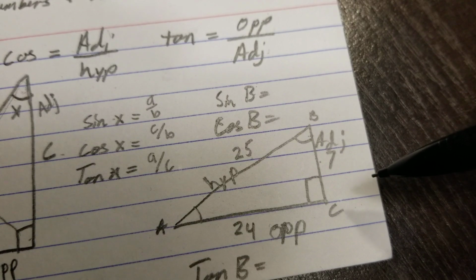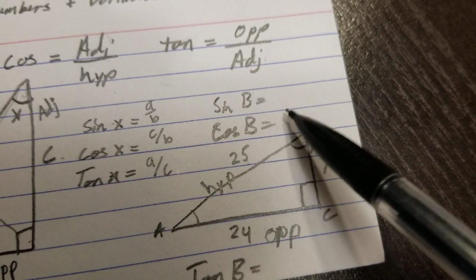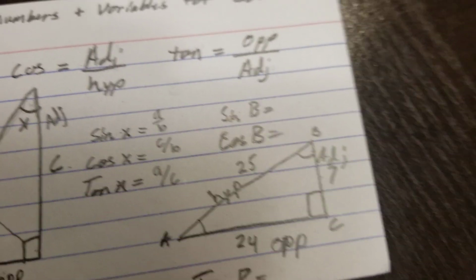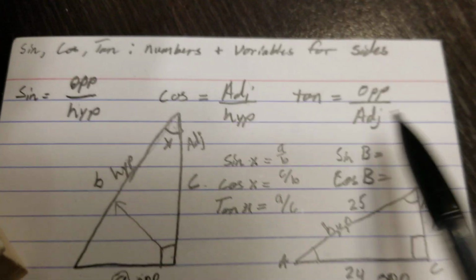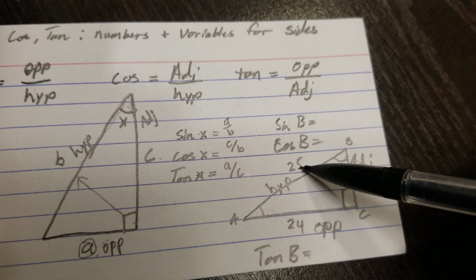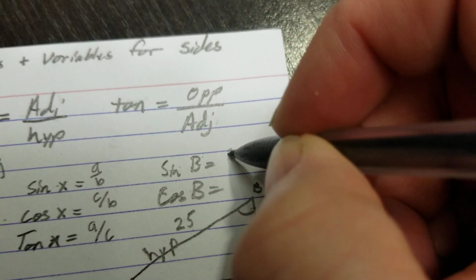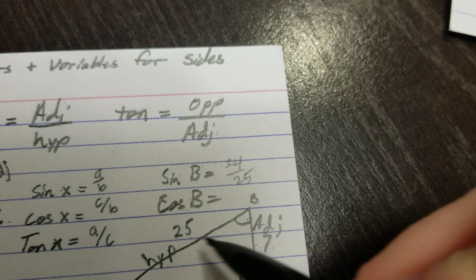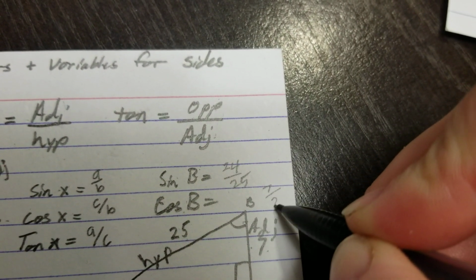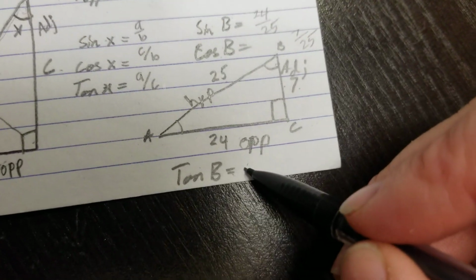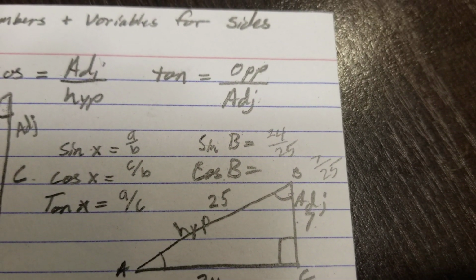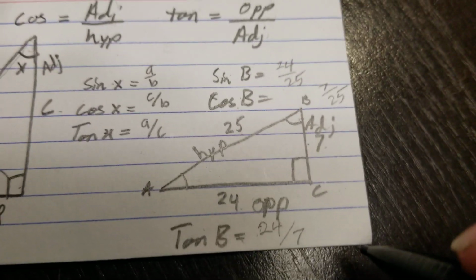Alright, so looking at that, all I need to do is write out my ratios for sine, cosine, and tangent. So sine is opposite over hypotenuse. So the opposite is 24 and the hypotenuse is 25. So 24 over 25. And cosine is adjacent over hypotenuse, so that's 7 over 25. And then tangent is going to be opposite over adjacent, which will be 24 over 7. And that would be all you'd have to do.